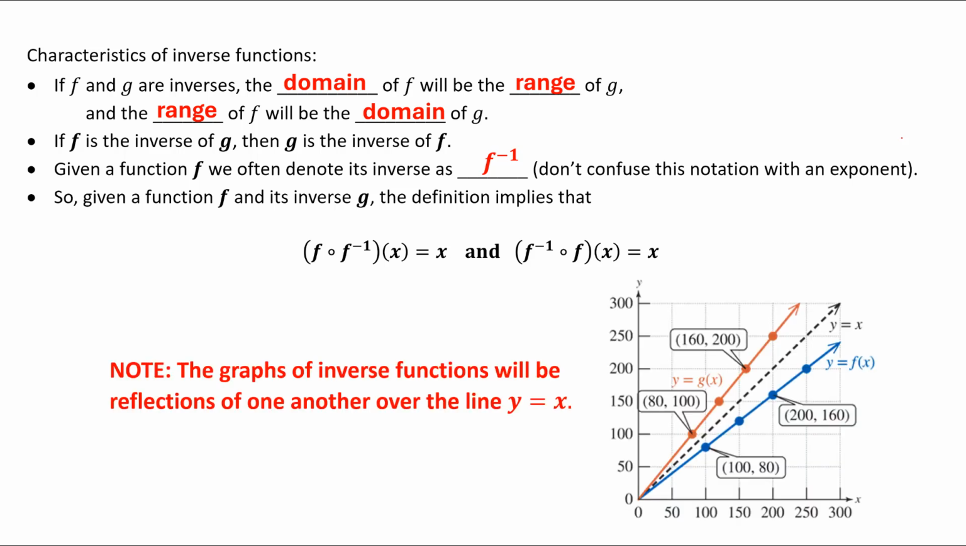Graphs of inverse functions will be reflections of one another across the line y equals x. And that's because the domain and range get swapped. So you can see in this picture, this graph, whereas one line has the point 180, the other line has the point 80, 100. So the domain and range have been switched.